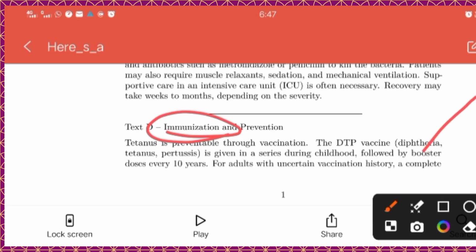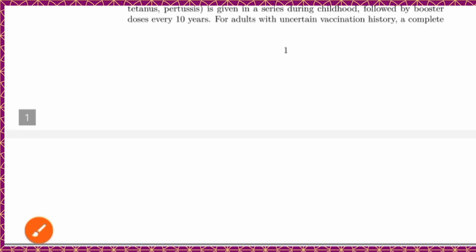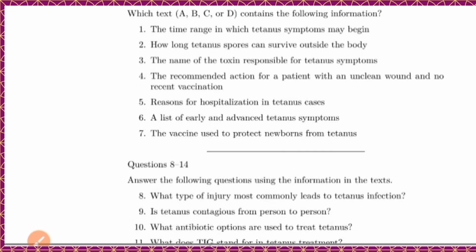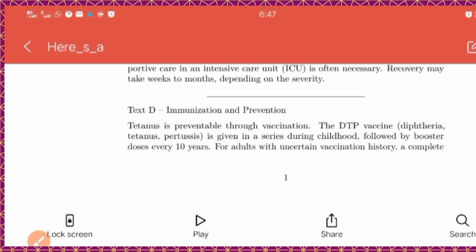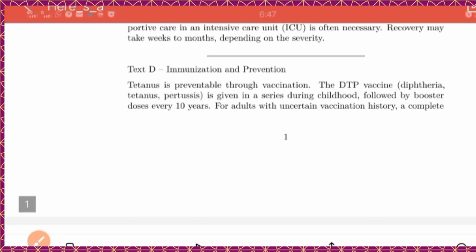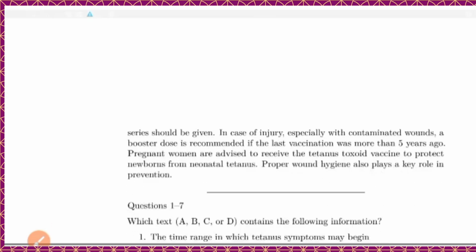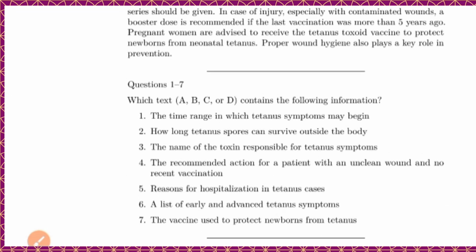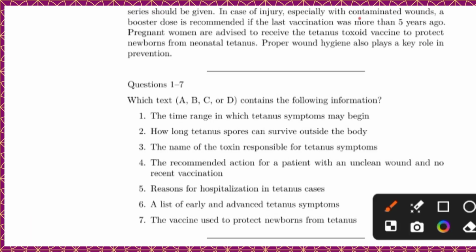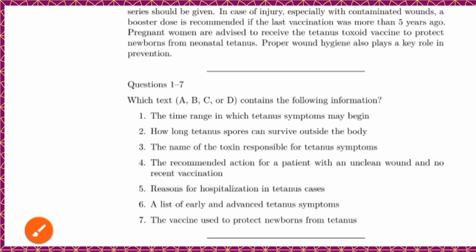So vaccine is mentioned here. Okay, sorry, I have to elaborate on the recommended action for an uncleaned wound. Here a booster should be given in case of injury. Here they have mentioned contaminated wound. Uncleaned wound means contaminated wound, and the booster dose recommended is given in this line. So the answer is D for question 4.